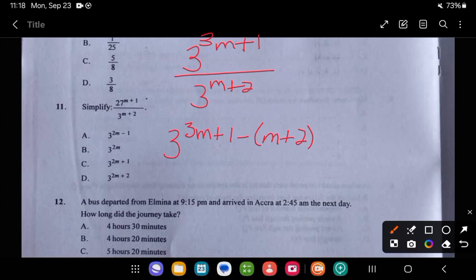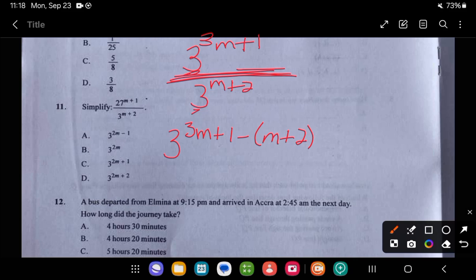Okay, so in order to continue with this, what you do is, this sign is division, and it has to do with the laws or the properties of indices. When there is division, what you do is you pick one of the bases. If the bases are the same, pick one of the bases, and then if it's division, you subtract.